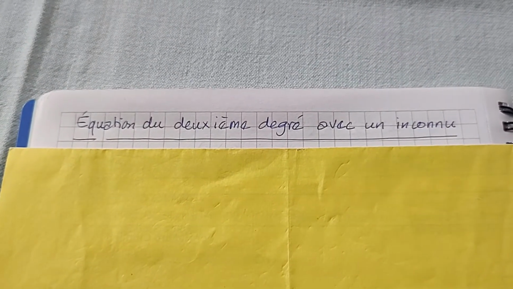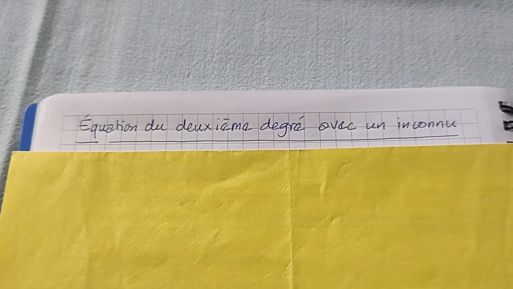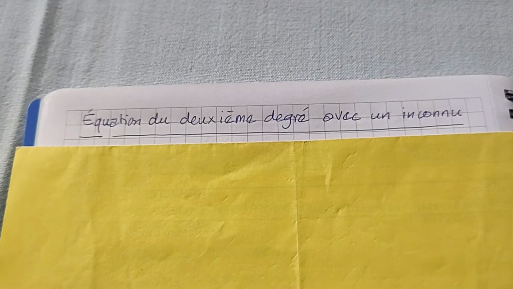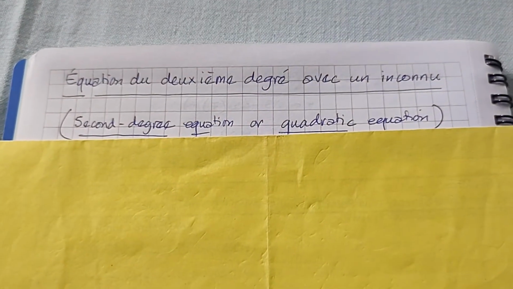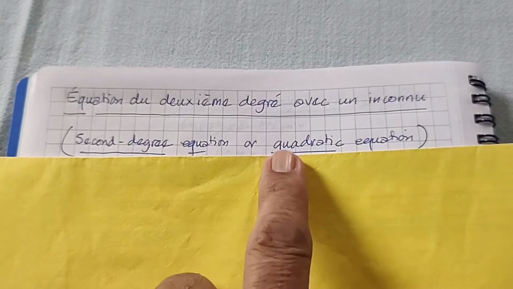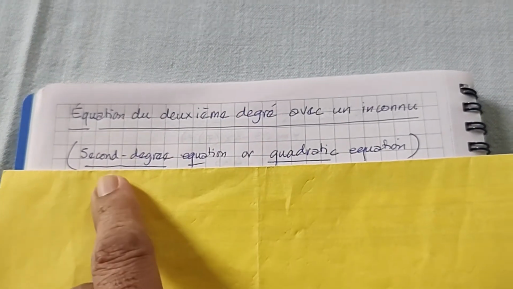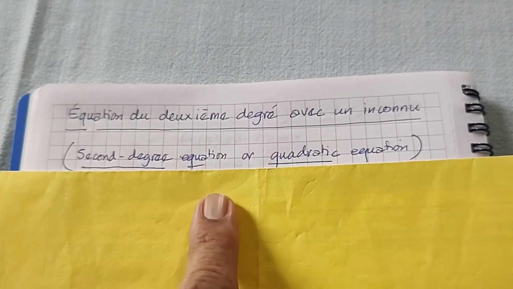Bonjour. In today's video, which is the first of two videos, we will look at how to solve les équations du deuxième degré avec un inconnu. In English, second degree equations or quadratic equations. This is a term that is most commonly used in English, quadratic equation. It means the same thing as a second degree equation.